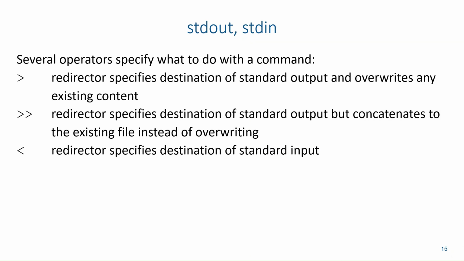Where this becomes more valuable is if you're trying to put contents inside of a file. Using the standard out operator, you can either overwrite the contents of a file or add to it. If you use the single right caret, it would overwrite the contents of an existing file with the contents that are on the left of the right caret. If you have a double right caret, it's going to concatenate, which means to add to the existing contents of the file without overwriting it.